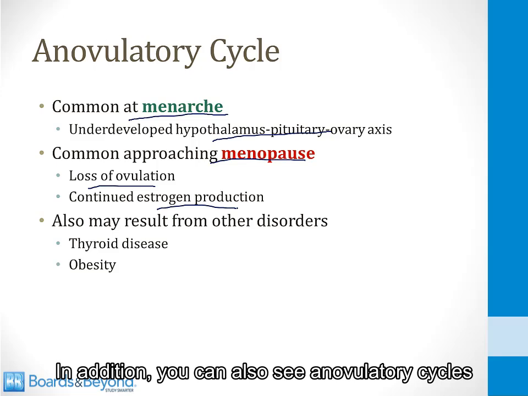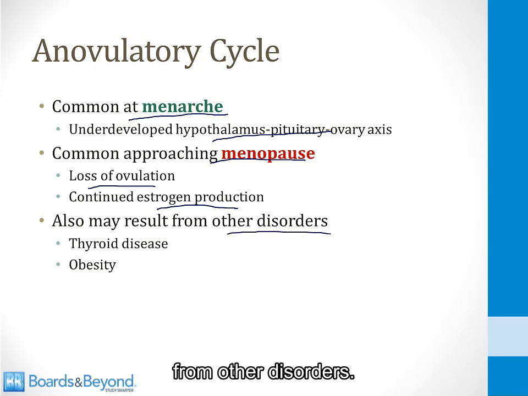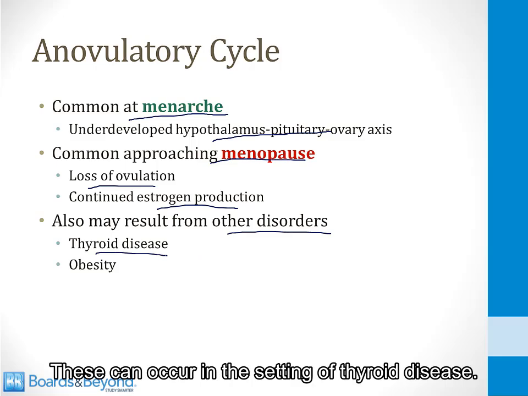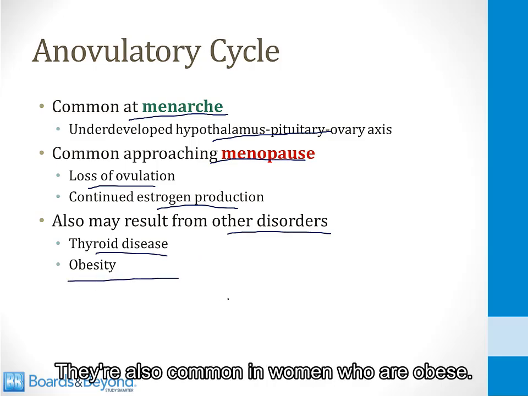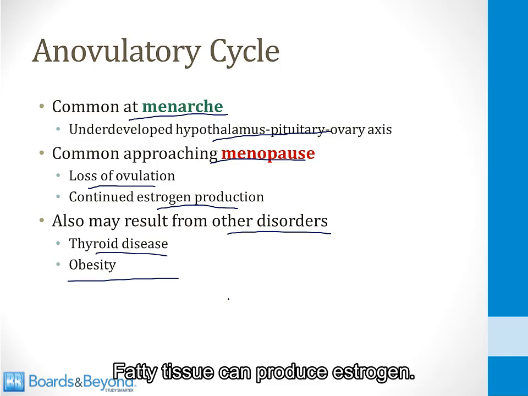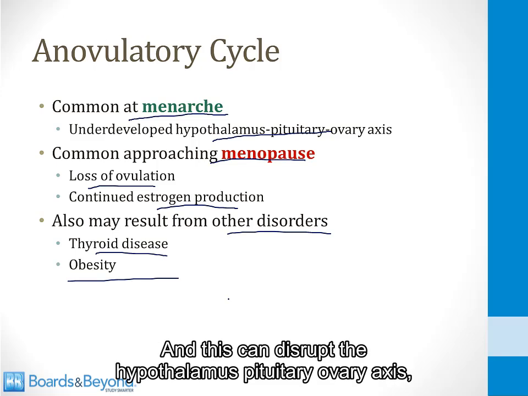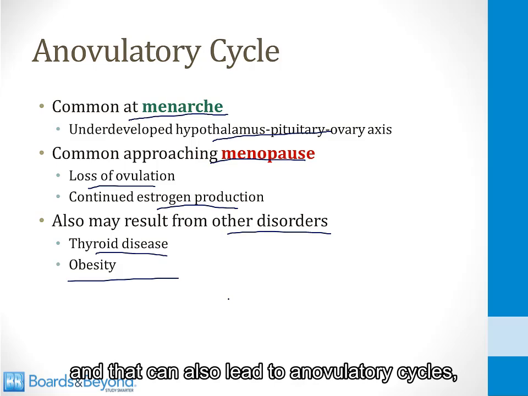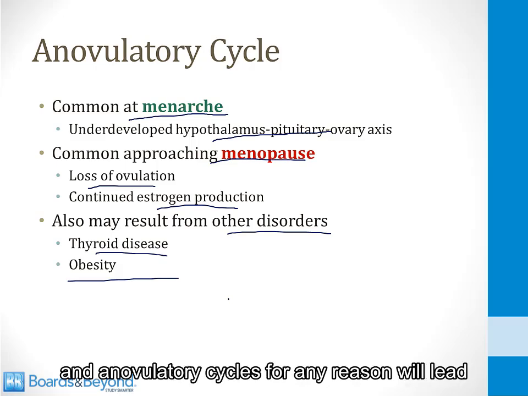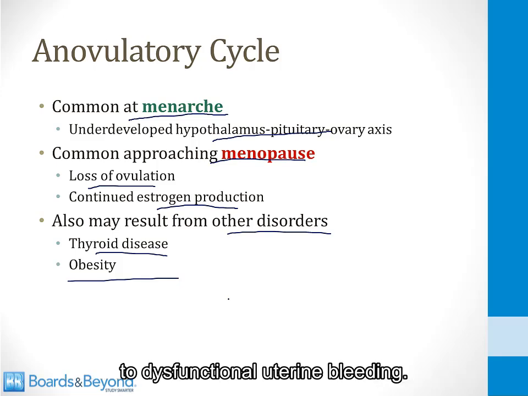In addition, you can also see anovulatory cycles from other disorders. These can occur in the setting of thyroid disease. They're also common in women who are obese. Fatty tissue can produce estrogen, and this can disrupt the hypothalamus pituitary ovary axis, and that can also lead to anovulatory cycles, and anovulatory cycles for any reason will lead to dysfunctional uterine bleeding.